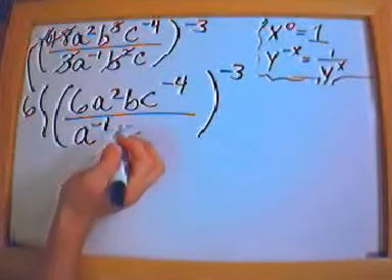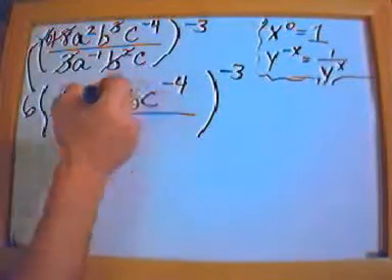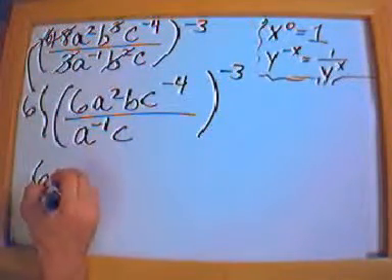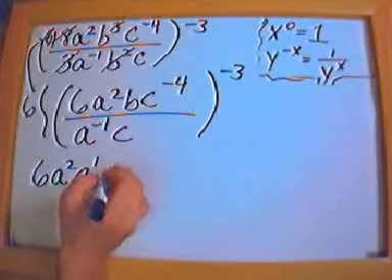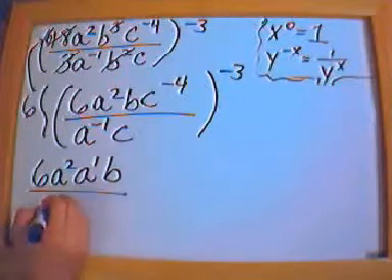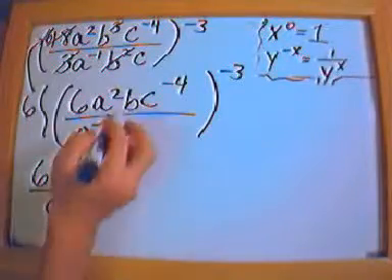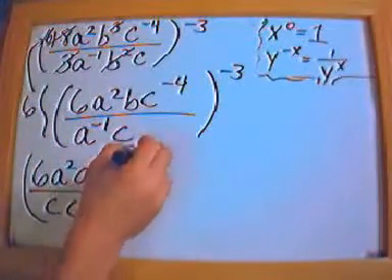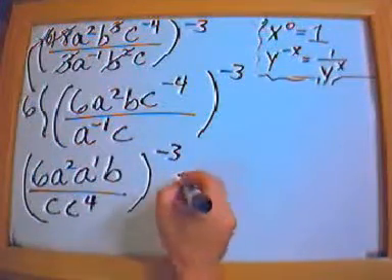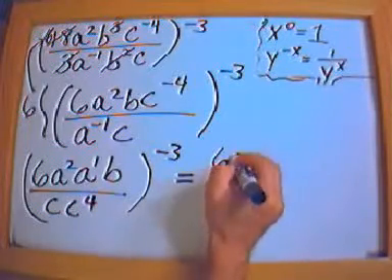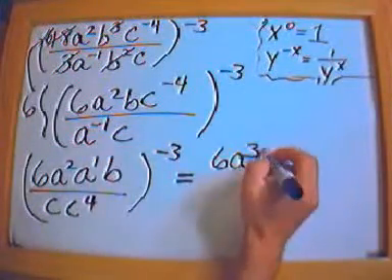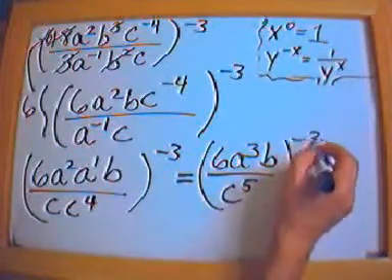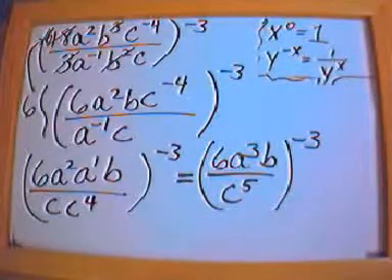Let's say I want to move the c to the 4 downstairs, and I want to move this a to the negative 1 upstairs. So that's going to be a squared a to the 1 b over c times c to the 4th. All I did was move the c to the 4th downstairs and the a upstairs. And this all goes to the negative 3, which is simply going to be 6a cubed, since 2 plus 1 is 3, b over c to the 5th. And this entire thing is still going to be to the negative 3 power. And that's the answer.